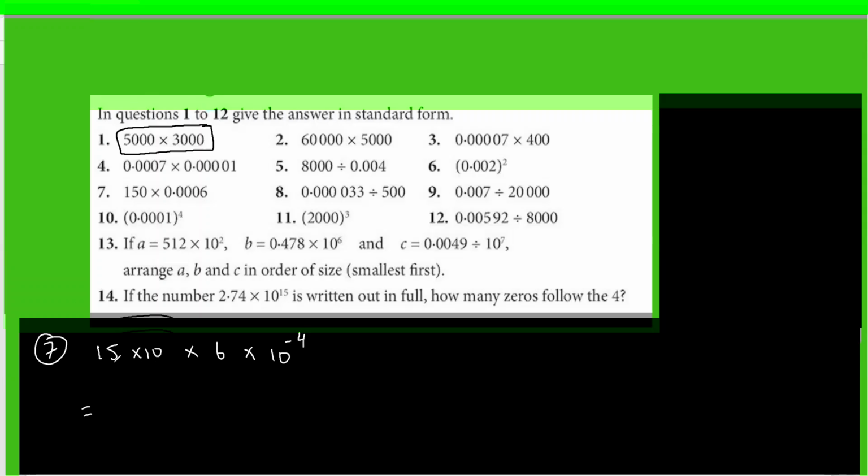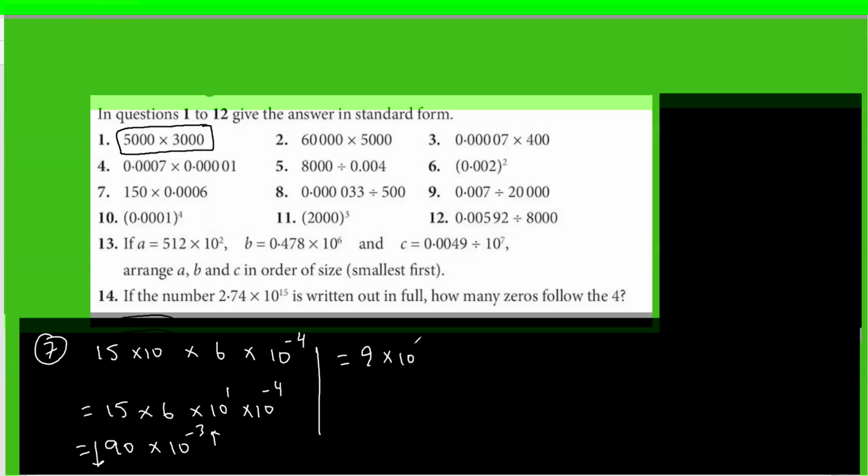Now, 15 into 6, let's rearrange it: 15 into 6 into 10 raised to power minus 4. You will get 90, and when you multiply them, the powers are added. There's the power 1, so 1 minus 4 gives you minus 3. Finally, you need to write this in standard form. This 90 will go down, the power will go up. So this is going to be 9 into 10 raised to power minus 2. That is the result of this multiplication.